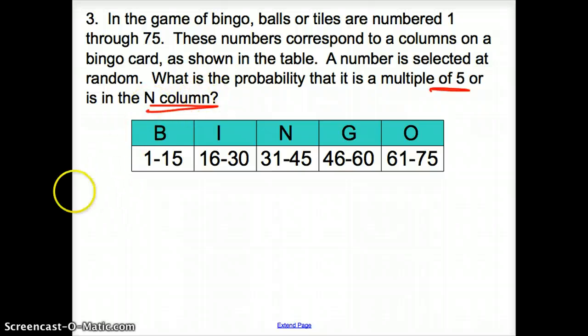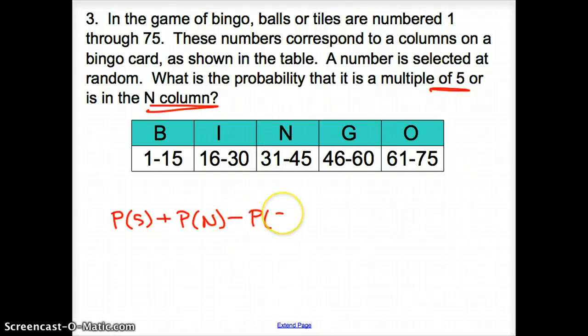So let's first see if we can write this algebraically. We are looking for a probability of a 5 plus the probability of an N. But did we count anything twice? Yes, we did. We counted the multiples of 5 and N's in this column, so we have to take those out. So it's going to be the probability of a 5 and an N. So first things first, we have to find how many 5s are in each column.